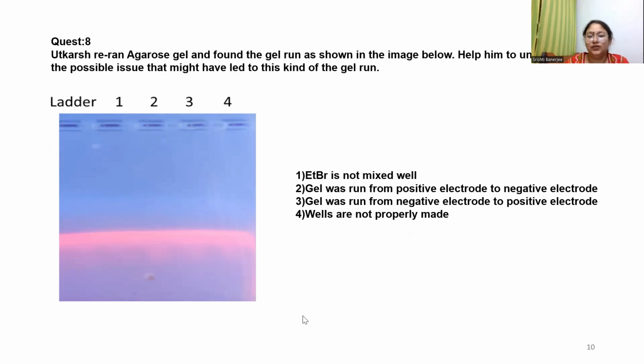Is the question clear to you? Suppose you perform a gel electrophoresis and you find that you are getting this kind of a gel image. What can be the explanation? What is the possible issue that has led to this kind of a gel?